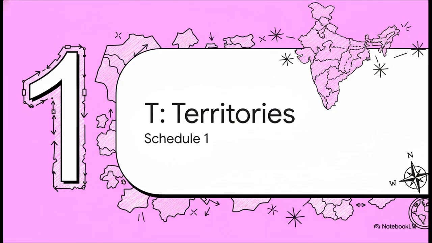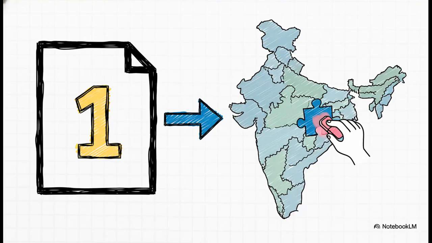Our journey begins with the T in tiers, and T stands for territories. This first schedule is basically India's official directory. It lists out all the states and union territories and outlines their boundaries. Now, the most important thing to remember for your exam is that this list isn't static, it's dynamic. Every time a new state is formed or boundaries are changed, this schedule gets amended. That's a huge clue for exam questions.